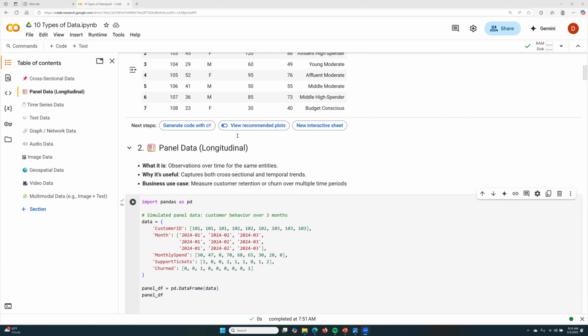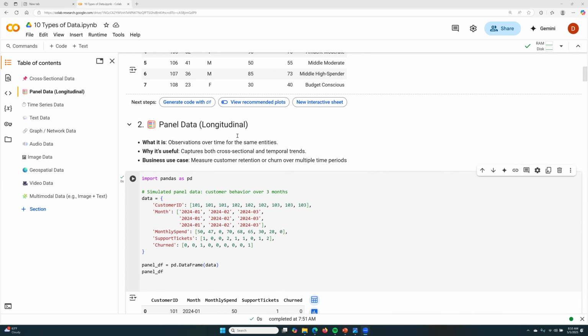Second off, there's something called panel data, and this is observations over time for the same entities. So you capture both cross-sectional and temporal trends, which is just a fancy word for a time series.